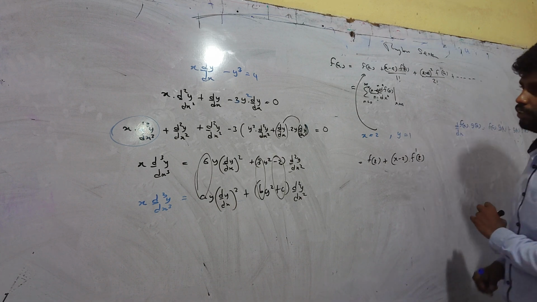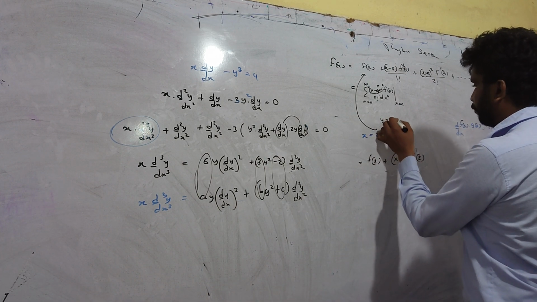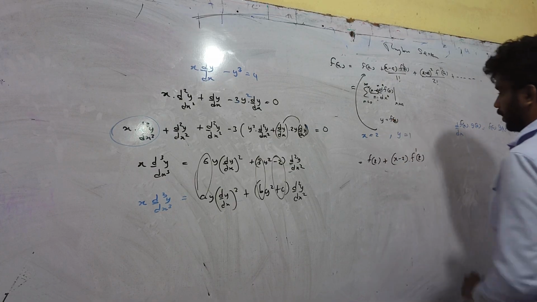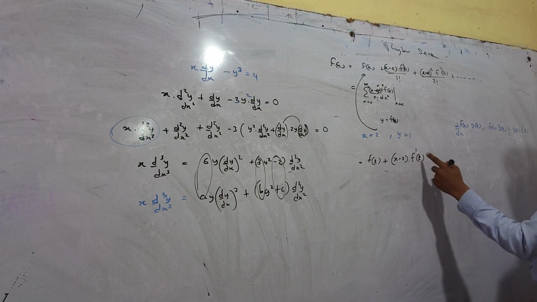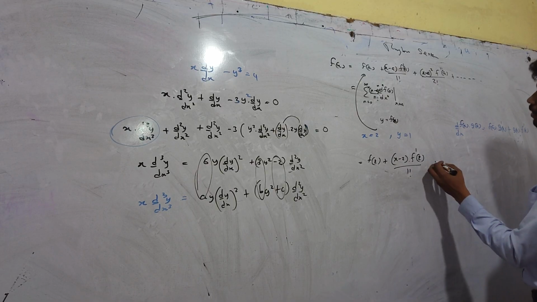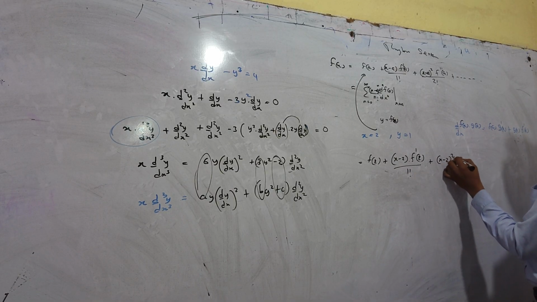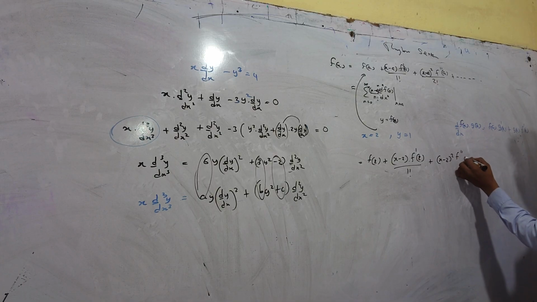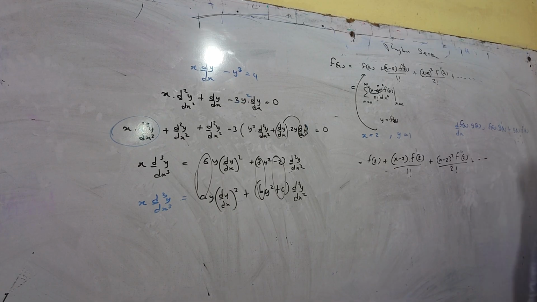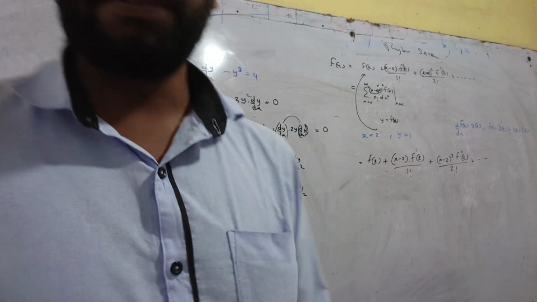We need to find f prime of 2. Let y be f of x in this case, right? Then f prime of 2 over factorial 1, plus x minus 2 squared, expanded about x equals 2, f double prime of 2 over factorial 2, likewise. Up to which one are we supposed to get? Up to x minus 2 cubed, isn't it? I'll check this.